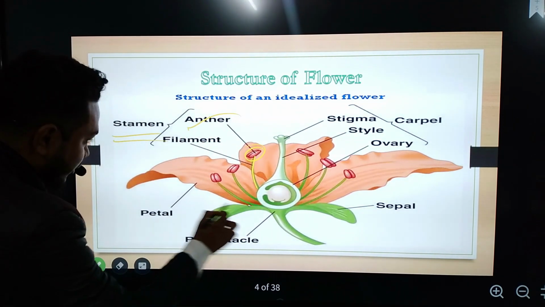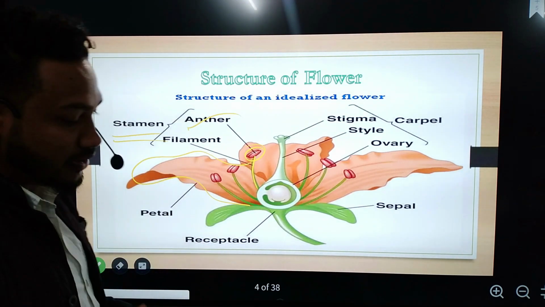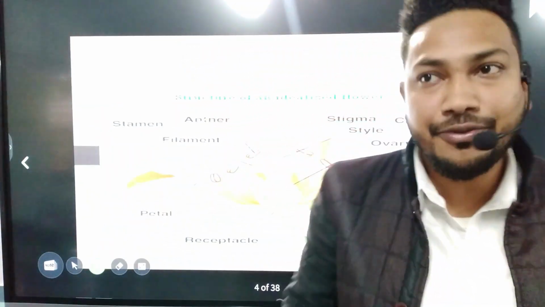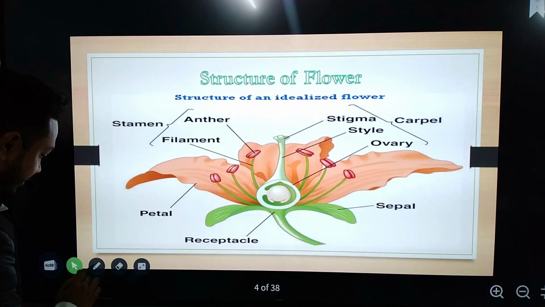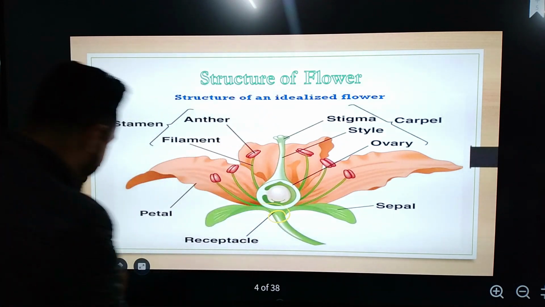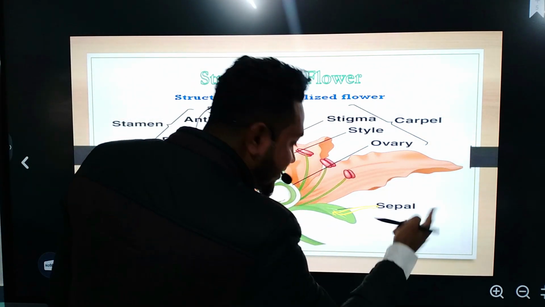Alright? So this part is known as the petal. This is very important. The petal shows the color and is responsible for producing the smell, the fragrance, in the flower. Likewise, this particular part is known as the receptacle. And this is known as the sepal, also known as the calyx.